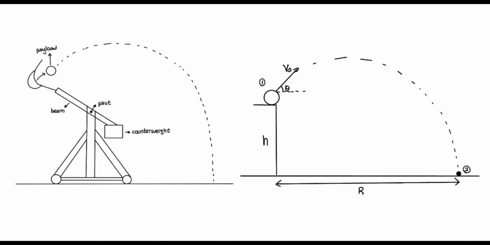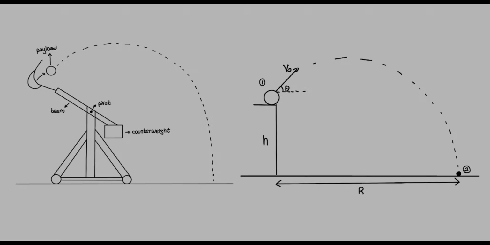I adjusted the counterweight's mass m and I measured how far the payload travels, which is the horizontal displacement r, how high the payload is from the ground the moment it starts its motion, which is the magnitude of vertical displacement h, and how long it stays in the air, which is the time t. From these values, I calculated the initial velocity v0 using the principles of projectile motion.